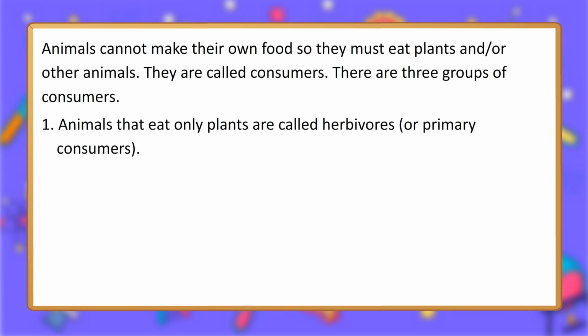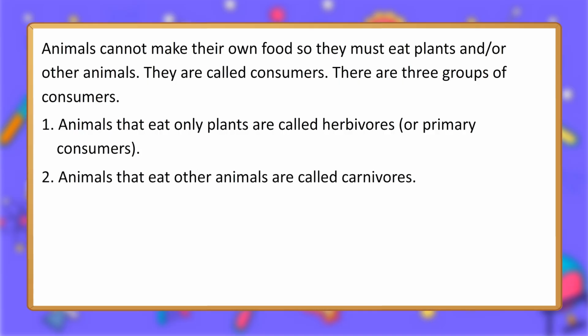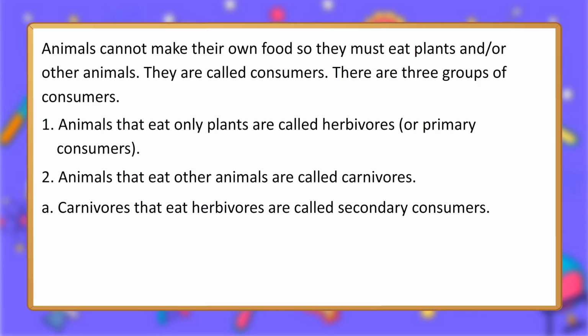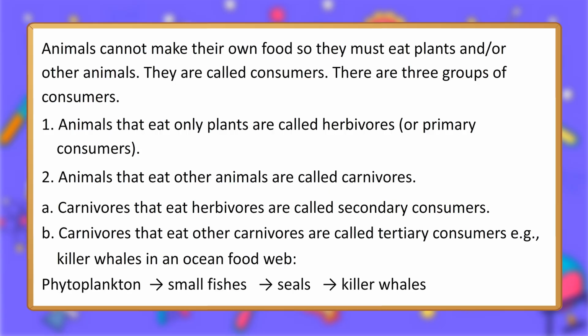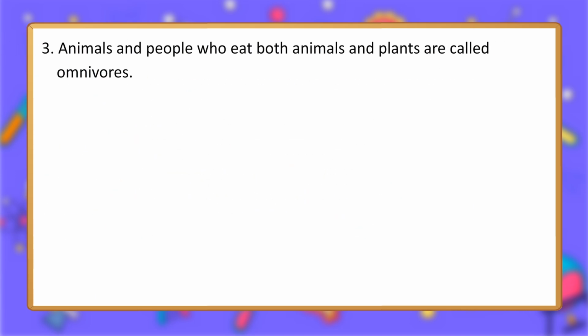1. Animals that eat only plants are called herbivores, or primary consumers. 2. Animals that eat other animals are called carnivores. A. Carnivores that eat herbivores are called secondary consumers. B. Carnivores that eat other carnivores are called tertiary consumers, for example, killer whales in an ocean food web: phytoplankton, small fishes, seals, killer whales. 3. Animals and people who eat both animals and plants are called omnivores.